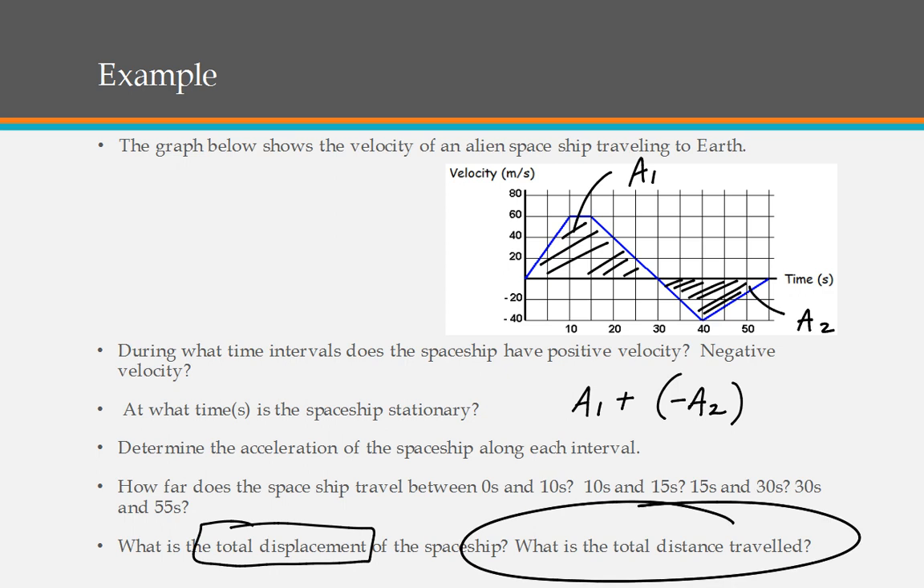But the second part of that, the total distance, you would just go A1 plus A2. It doesn't matter the sign.